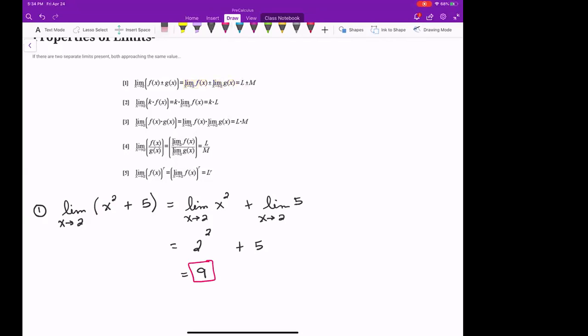The second property says that if you've got some coefficient, like in this case k, being multiplied by some function, you can put that coefficient in front of your limit if you want, and then just take the limit of that thing.